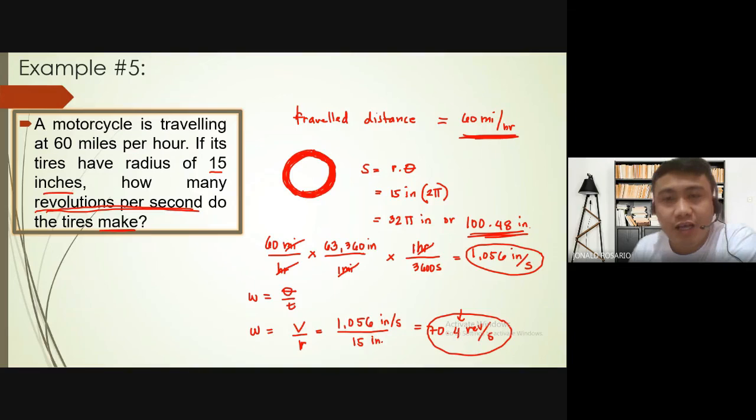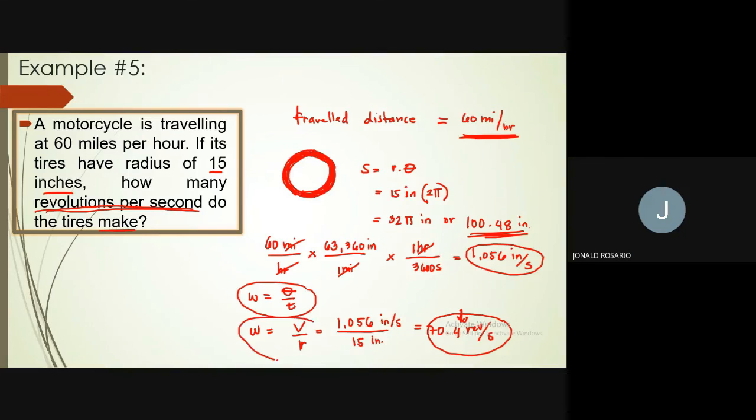So, dun sa solution natin, sinolve pa natin yung isang ikot, isang cycle, pero hindi naman na pala kailangan. Kasi all you have to do is to divide the linear speed, which is the 1,056 inches per second after converting 60 miles per hour, by the R, which is 15 inches. So, ang importante, class, alam niyo yung mga formulas. We have the formula for the angular speed and another formula for the angular speed.